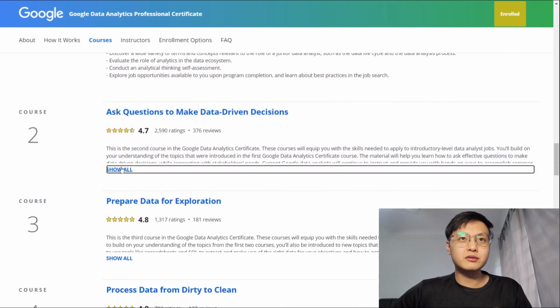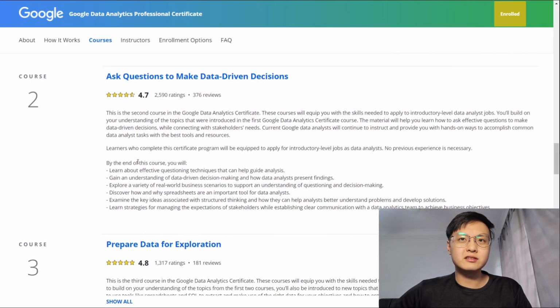In the second course, you'll learn more about data-driven decisions. I've actually gone through this course so far and it's been really useful and really good. And being a new data analyst myself, I found some of this information really useful because of the real-world business scenarios that have been given. Also, they will teach you how to use some basic spreadsheet skills that are commonly used among data analysts.